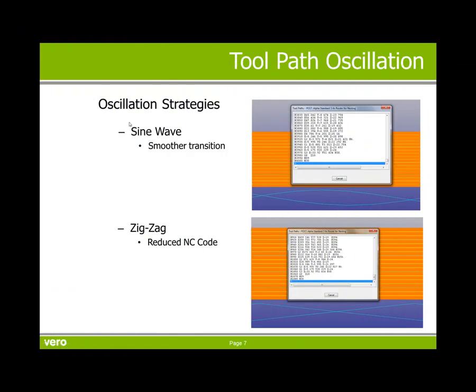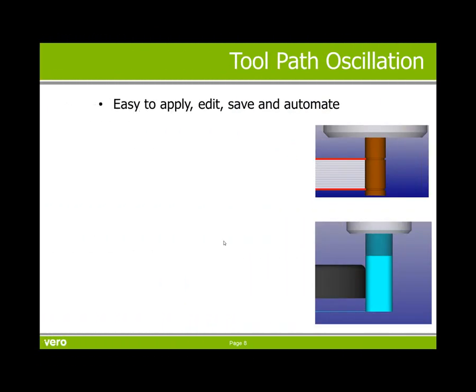There are two oscillation strategies. The first is sine wave, which gives a nice smooth transition. However, that does deliver a lengthy NC code. Some controllers may not be able to take that, or may not have enough speed to be able to oscillate at that speed. An alternative, therefore, would be the zigzag, which isn't quite as smooth, but does deliver a reduced NC code length.